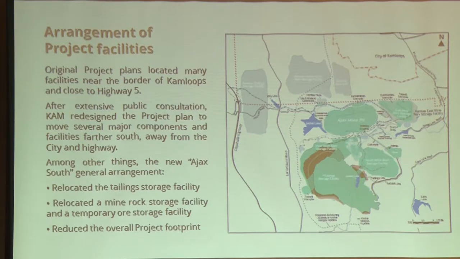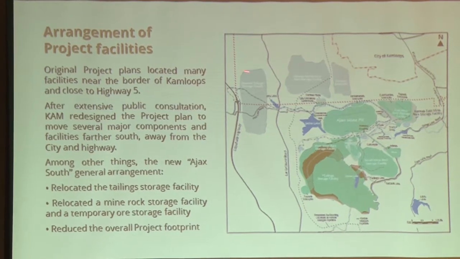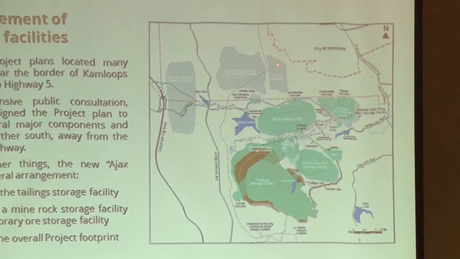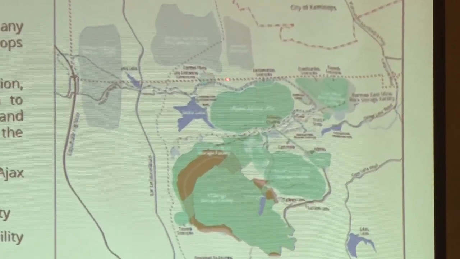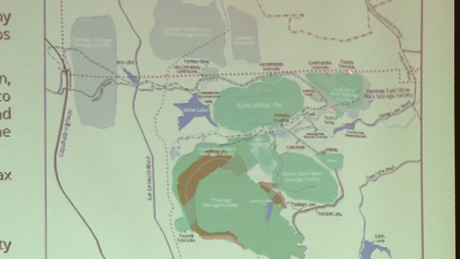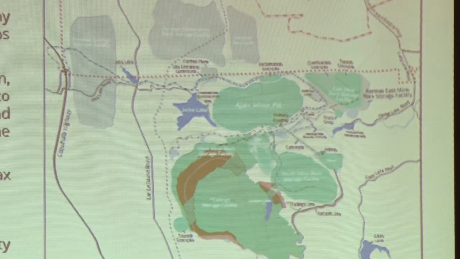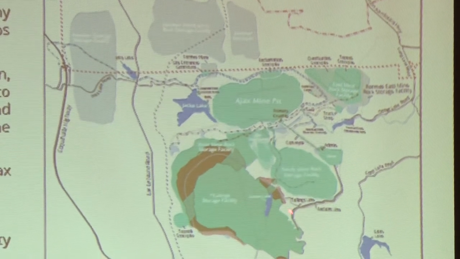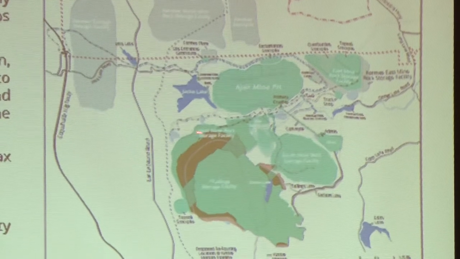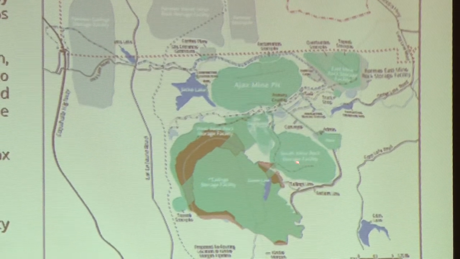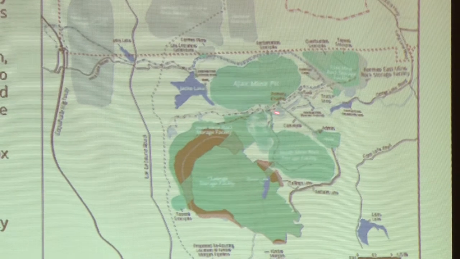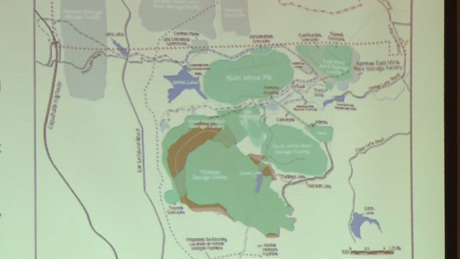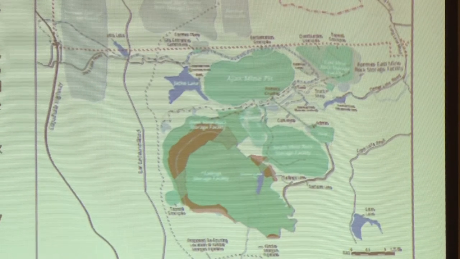Here you see the original north arrangement with the dry stack tailings. This was a mine rock storage facility, a low-grade ore processing facility, and in this area there was a mine rock storage facility. As we moved them to the south and went with what's now the thickened tailings and buttressed facility, there's a mine rock storage facility, the pit, a crusher right on the edge of the pit, a conveyor up to the process facility, and the processing in this area.